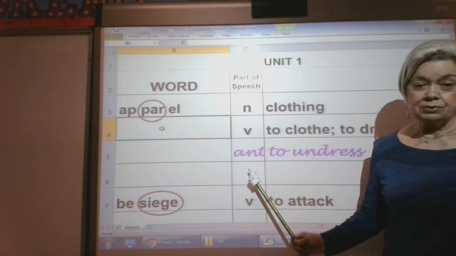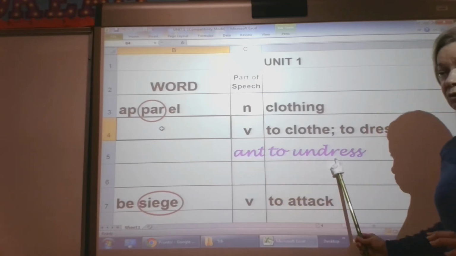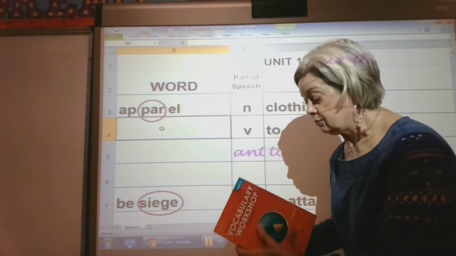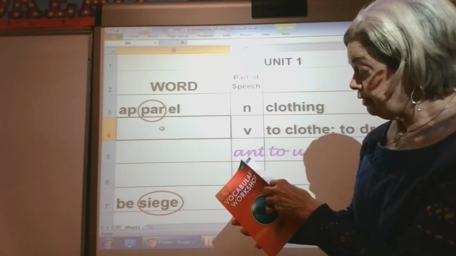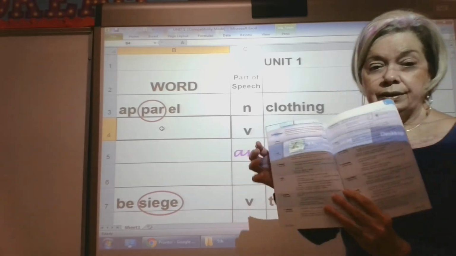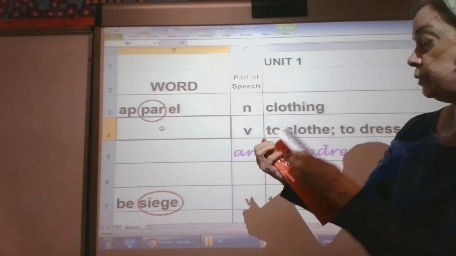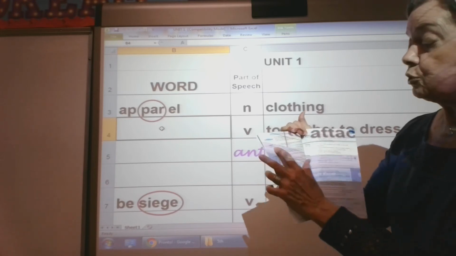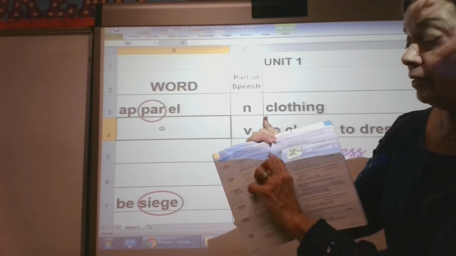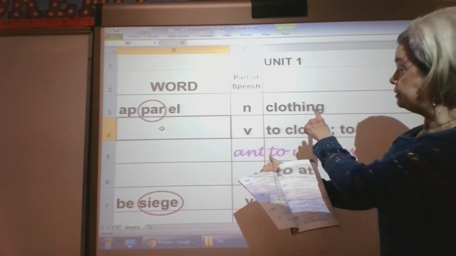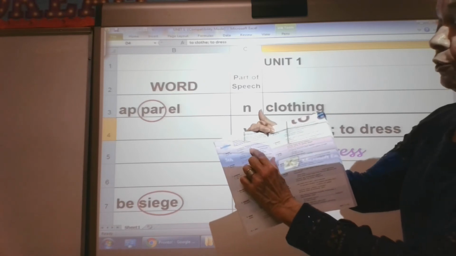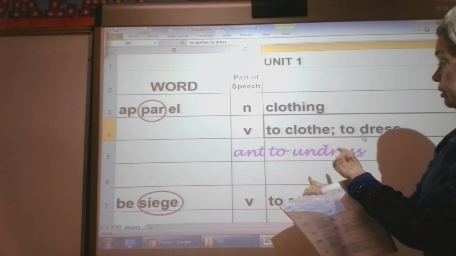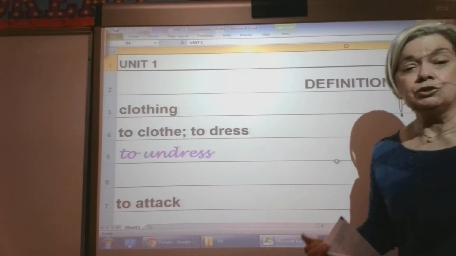They also need to go to the antonyms, and there's a list at the bottom, antonyms, where it will say to undress. All of this is in their Unit 1, here, where they will circle the P-A-R, and they will highlight the N and the V, and they will highlight clothing, because that's up here. They will highlight to put clothes on or dress up, because that's right here. Then they're going to go down to where it says antonyms, and they're going to highlight undress, which is right here. That is all they need to know for the lesson.